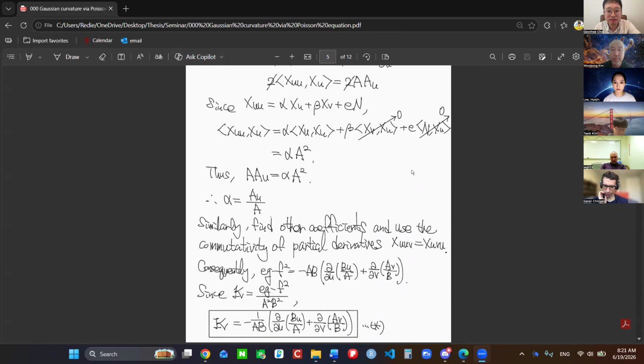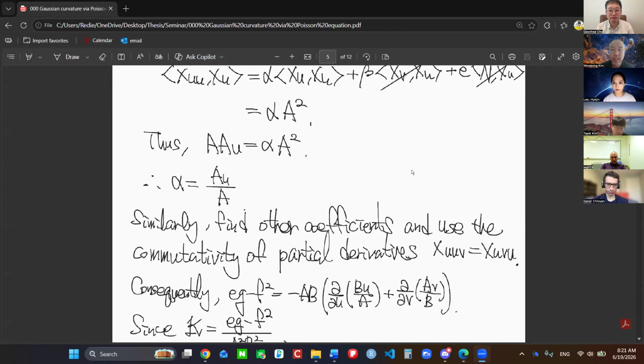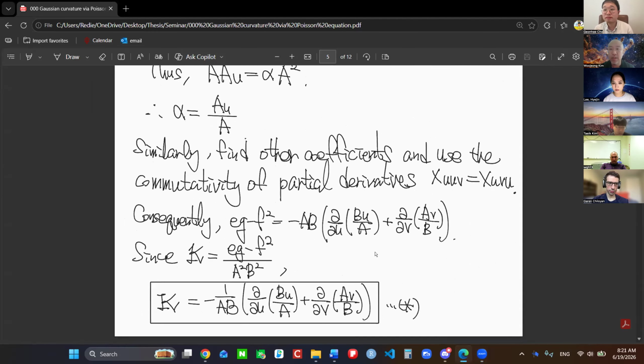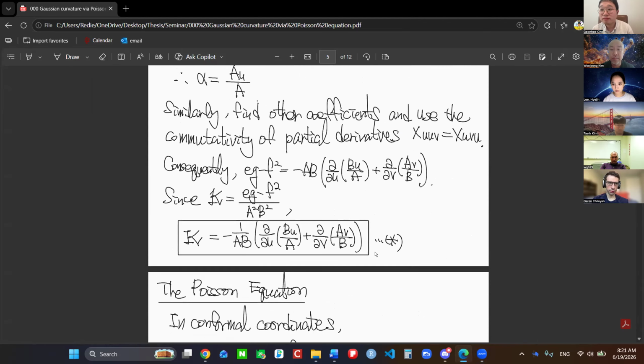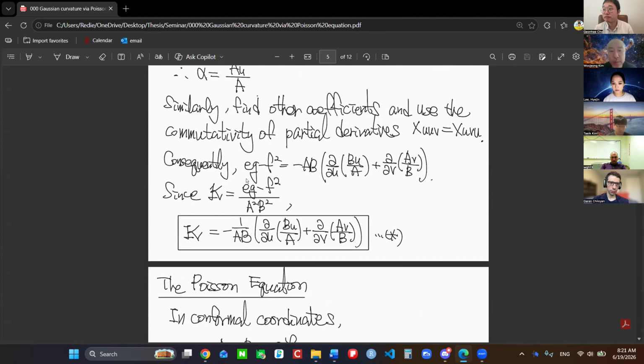So after calculation, we obtain the determinant of the second fundamental form as follows.